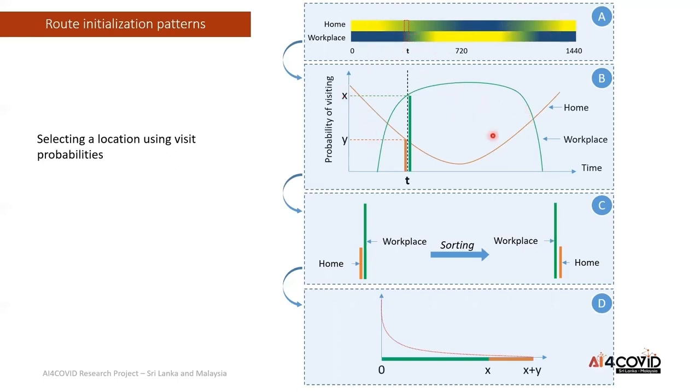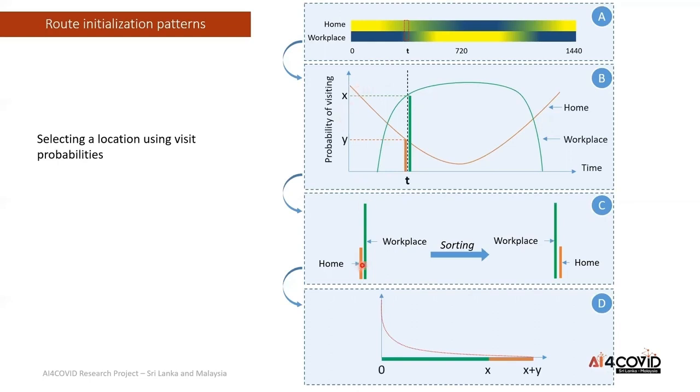This is also the same graph given as a line curve. So in the morning he's more likely to stay at home, and in the daytime he will go to the working place and come back home at the evening. So if we consider a time t, there are two probabilities: a probability of staying at the working place and the probability of staying at the home.